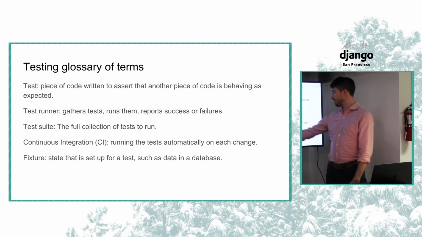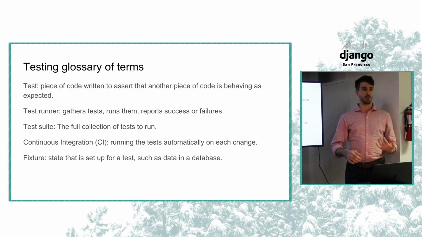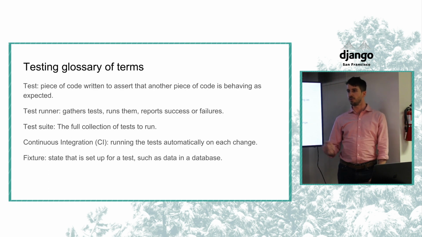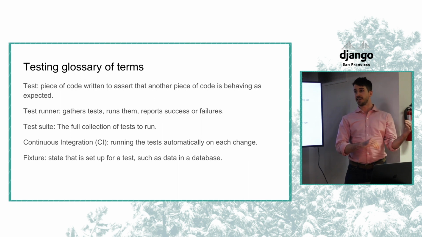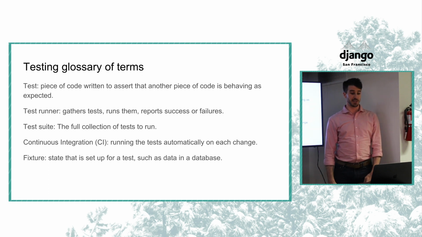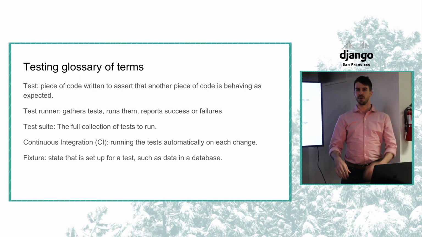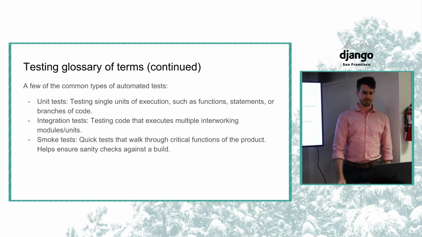Continuous integration, often abbreviated as CI, is a tool to run your tests automatically whenever your code changes, such as if you do a commit or if you push. And a fixture is a term that's used in Django often, usually meant to reference loading a fixture of static data into the database. When we talk about fixtures in terms of testing, it's a similar concept. A fixture is setting up state for a test, and this might be some state in your database, such as a piece of dummy data, or mocking out a resource or something like that.